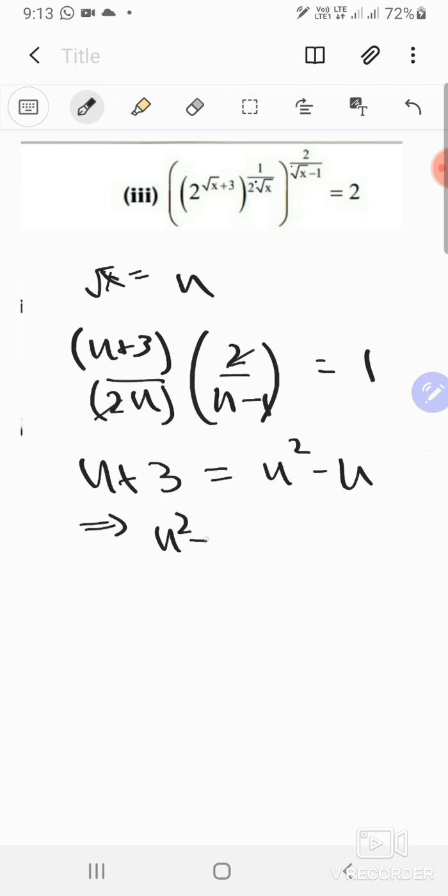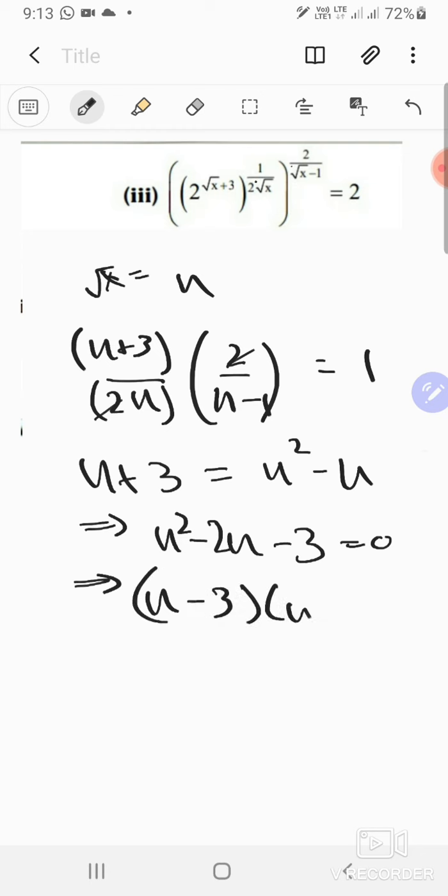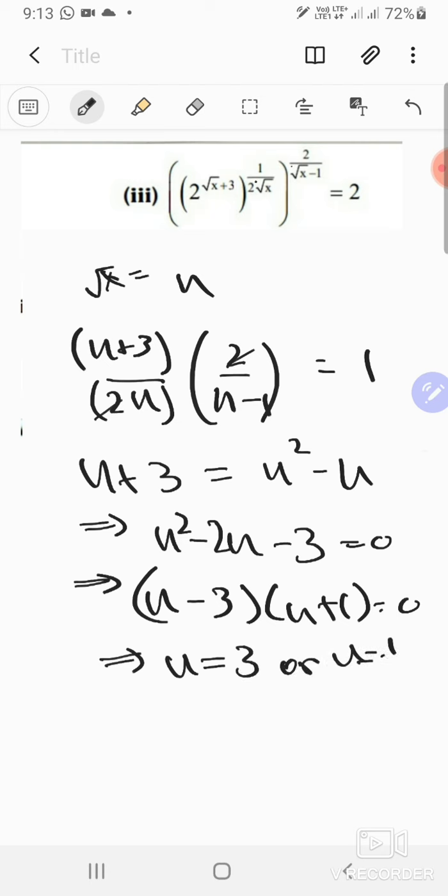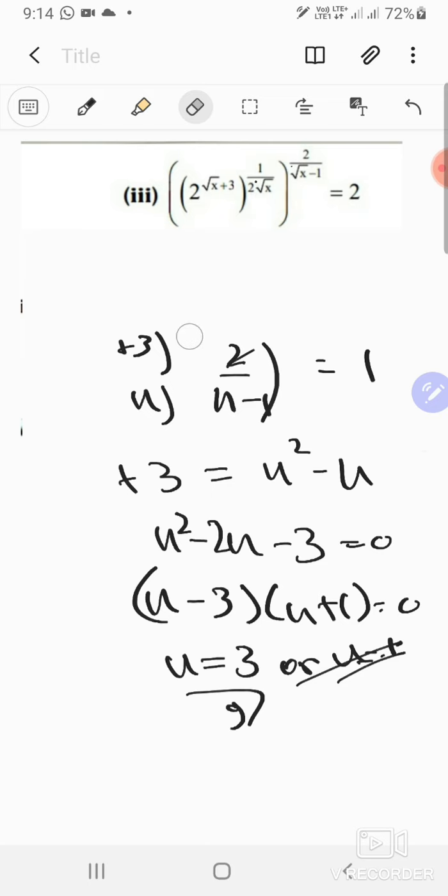That gives me u squared minus 2u minus 3 equals 0. So that means (u minus 3) into (u plus 1) equals 0. So that gives me u equals 3 or u equals minus 1. But u was set as root of x, so it cannot be negative. So this is completely not correct. So u equals 3, that gives me x equals 9. Just squaring it. That's easy. So x equals 9 will be the only solution of this equation.